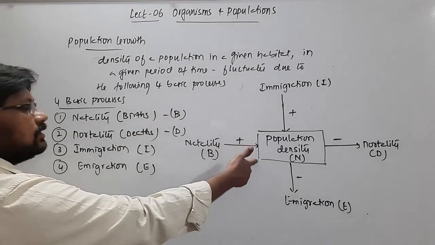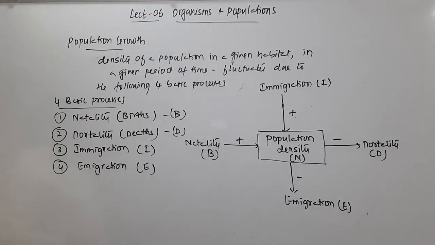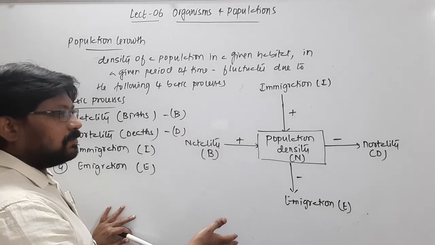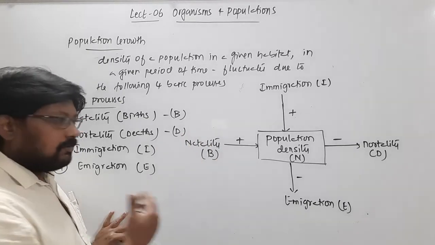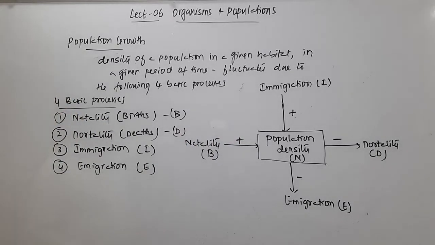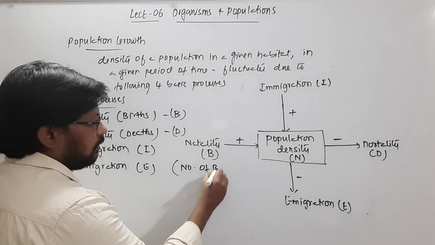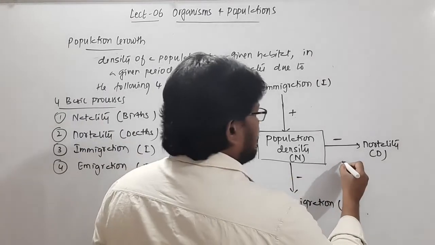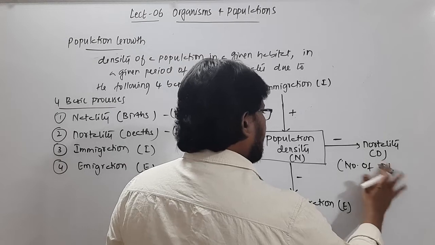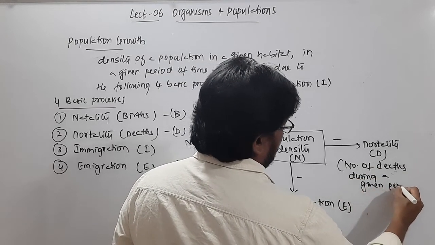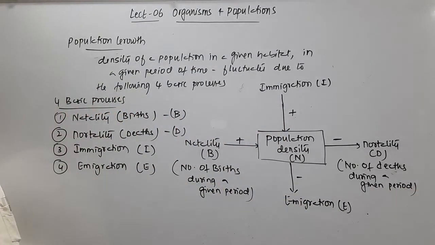So the density of the population depends on these four basic processes that definitely operate in a population. There will always be births taking place, individuals of that species will be dying, some of them may be moving out, and some from another location move in. It all takes place in nature, right? So here the natality is the number of births during a given period, and mortality is the number of deaths during a given period of time.